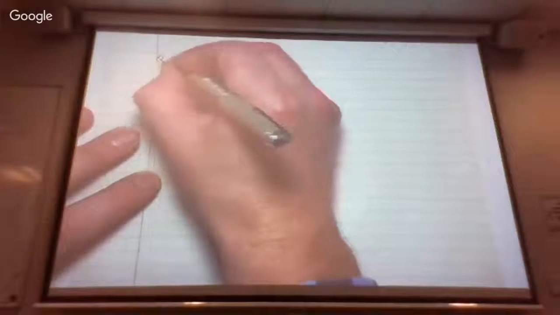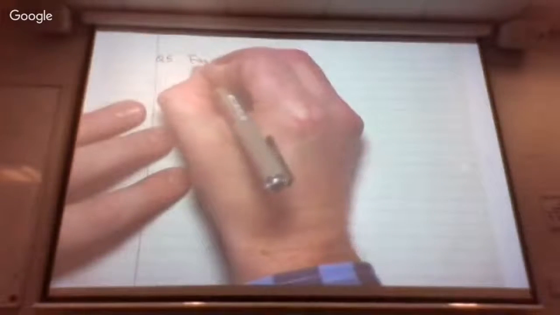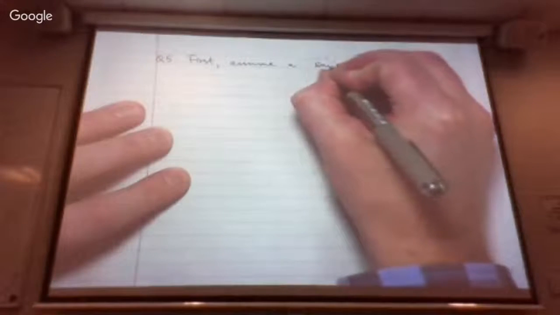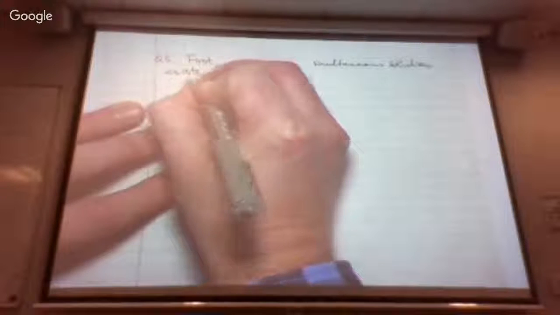So this is question 5. It's an if and only if statement, so it deserves to be proved in both directions. The first direction we're going to do is we're going to assume that we've got a simultaneous solution. First, we're going to assume a simultaneous solution exists. Simultaneous is a hard word to spell.